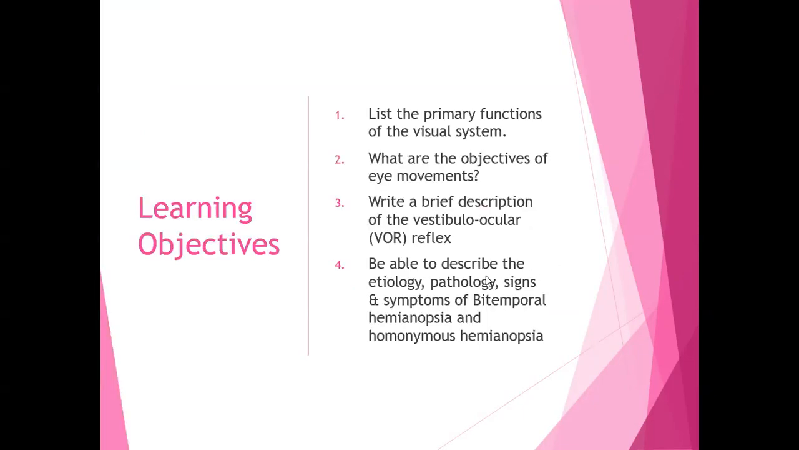So the learning objectives for the visual system: primary functions of the visual system, you're not surprised about that, are you? There are some objectives of eye movements that we're going to look over, a brief description of the vestibulo-ocular reflex, and the etiology, pathology, signs, and symptoms of bitemporal hemianopsia and homonymous hemianopsia. Those are words that you usually have to practice saying because they're fairly unpronounceable. It's also called bitemporal hemianopia or homonymous hemianopia, but either way is correct.